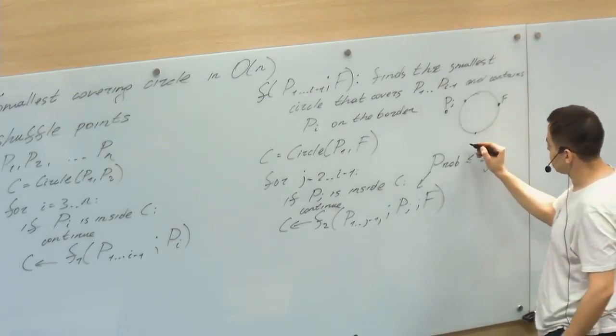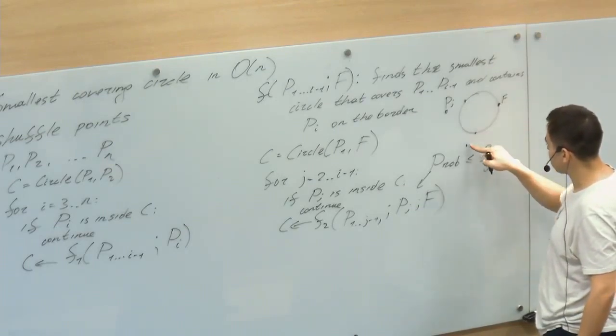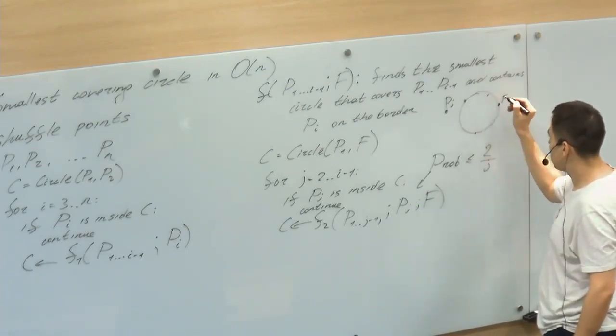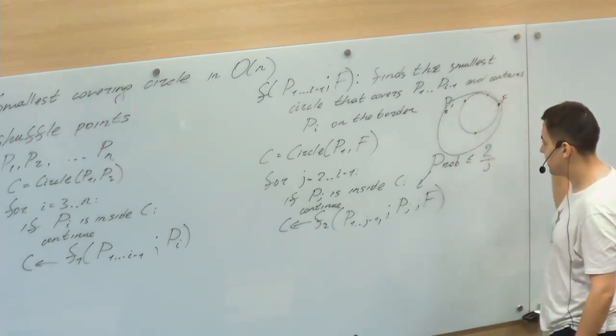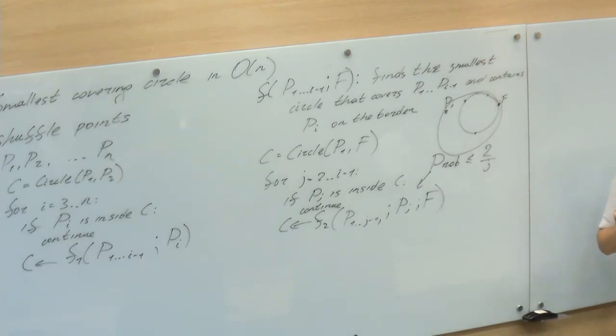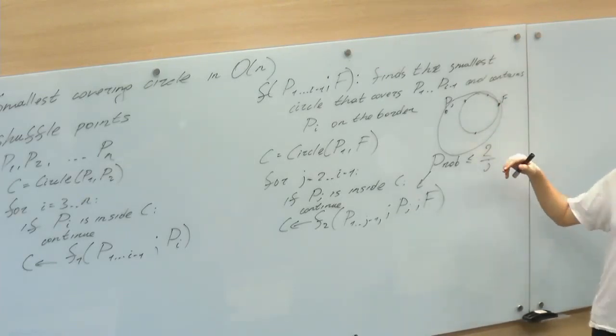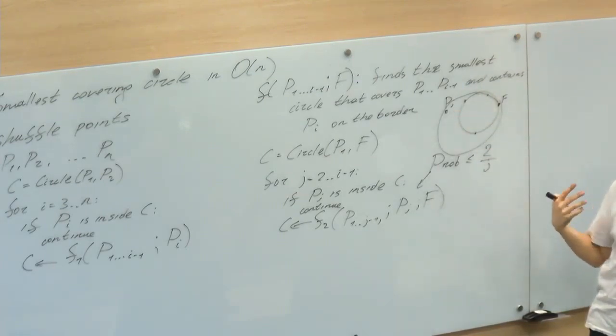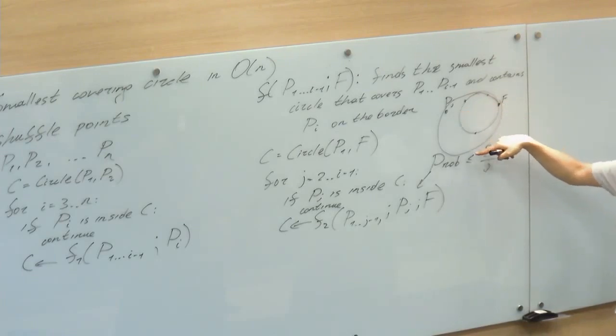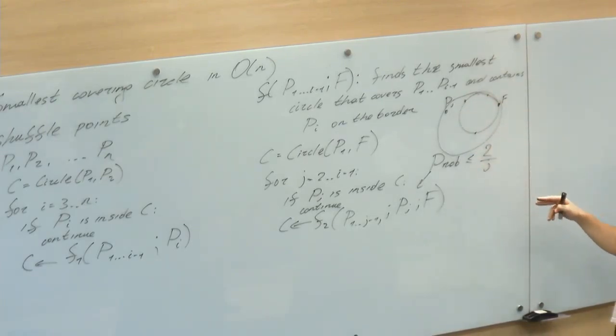And in the other case, this larger circle is based on like 3 points. In this case, the probability is 2 divided by j. So the probability is that Pj is one of the 2 points randomly selected to be on the border of the circle, and the probability is at most 2 divided by j.